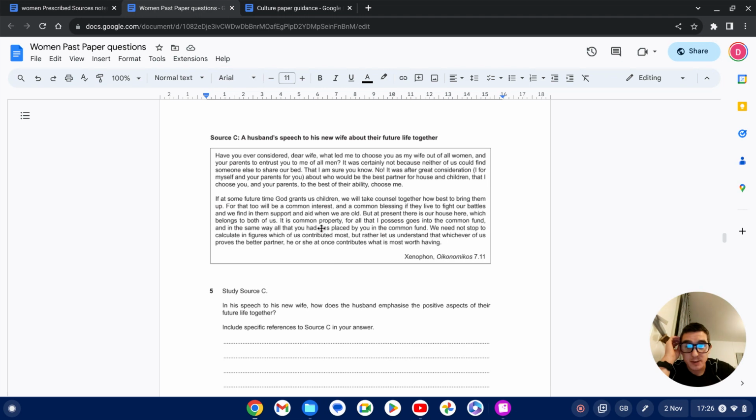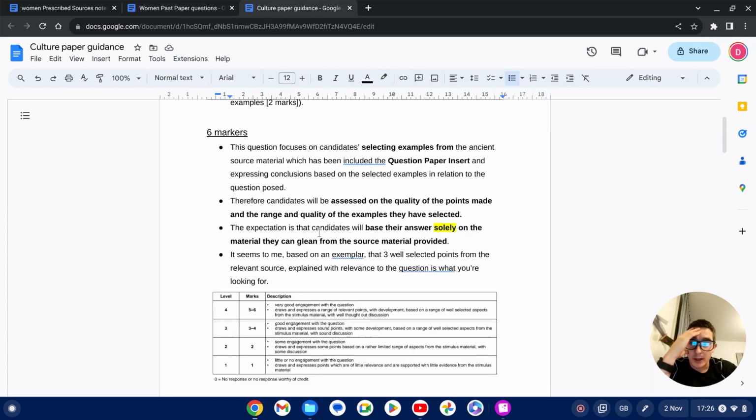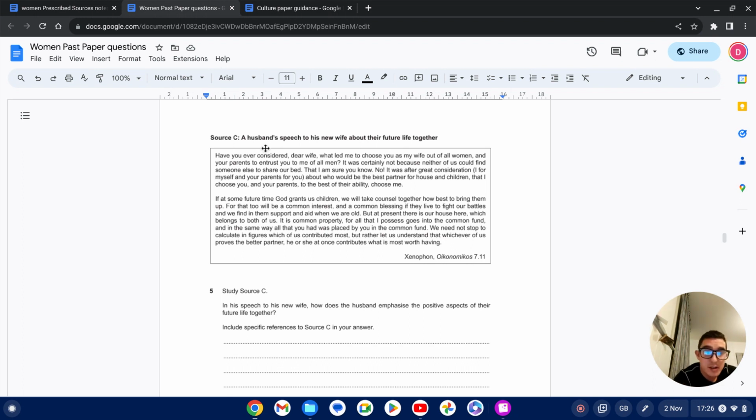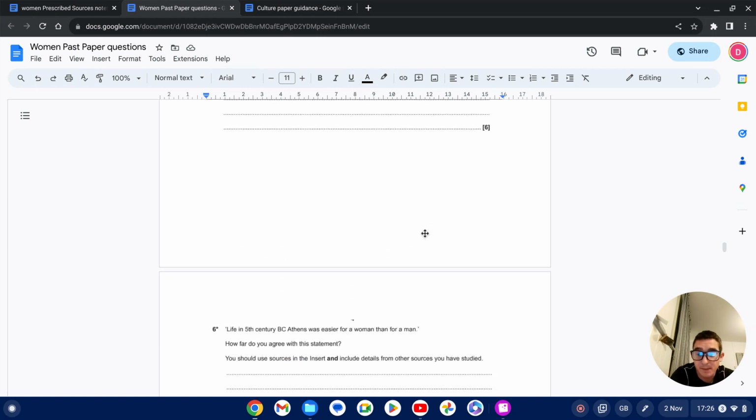It says specifically, if we go all the way back, the expectation is that candidates will base their answers solely on the material they can glean from the source material provided, okay? So actually, you never need to look at this before to be able to answer the question. This is about developing your skills, and we'll do that. And you can answer these questions as part of that.